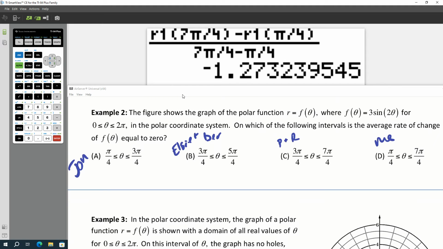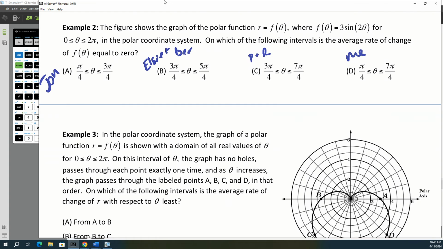All right, so I did not get 0. Those of you that did A, did y'all get 0? Those of you that did B, did y'all get 0? What about my C people? Yes, it is C. C is the only one where the average rate of change is 0. So it looks like those other intervals are changing from 3 to -3, from -3 to 3. So it's hard. The graph gets confusing.